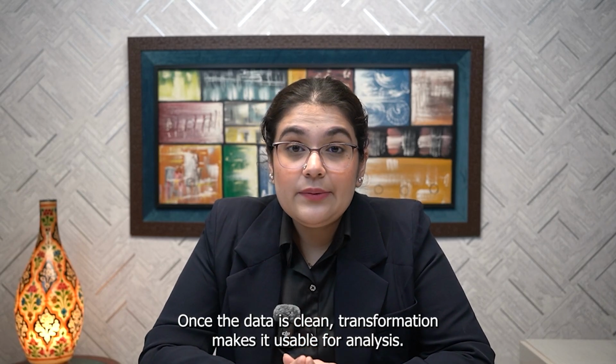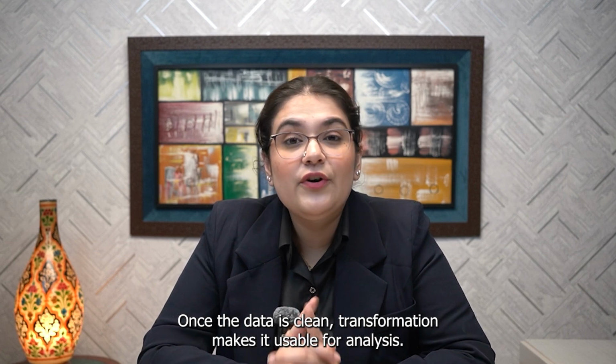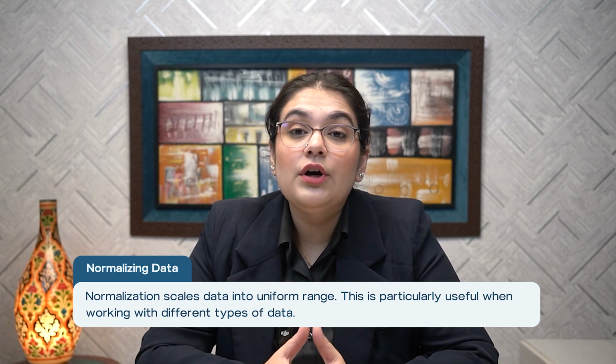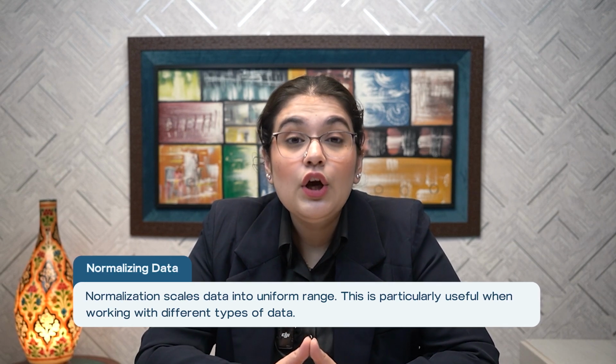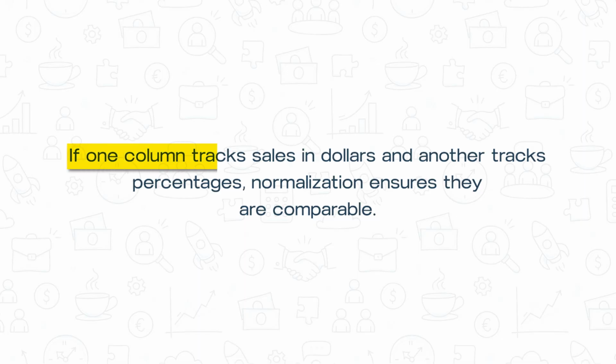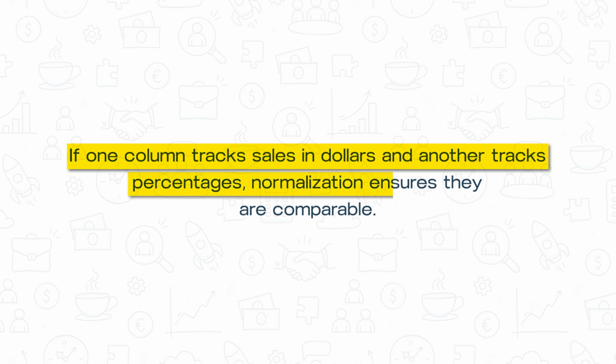Once the data is clean, transformation makes it usable for analysis. Normalization scales data into a uniform range. This is particularly useful when working with different types of data. For instance, if one column tracks sales in dollars and another tracks percentages, normalization ensures they are comparable.